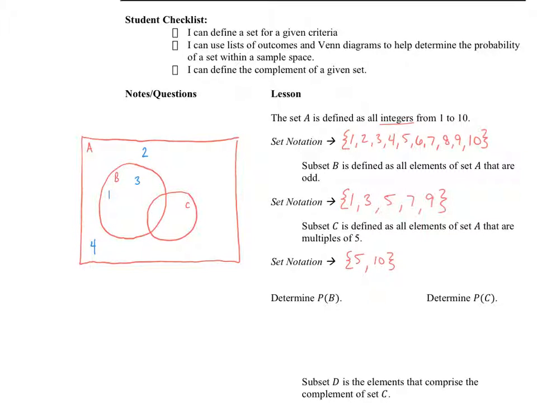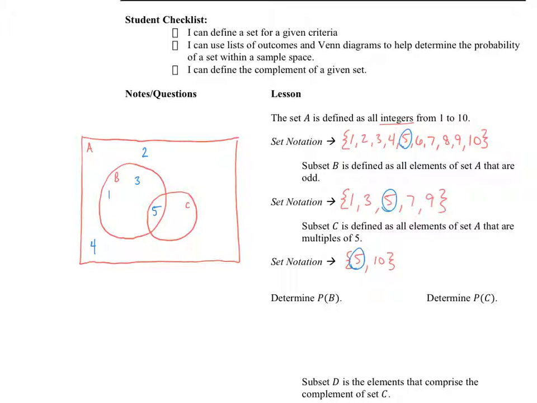5 is an interesting number because 5 shows up in A, so we know it goes inside the box. It shows up in B, so we know it goes in that circle, and it shows up in C. So it's got to go inside of both circles and the box. The only space we have for that is right here. So 5 goes in that intersection point.